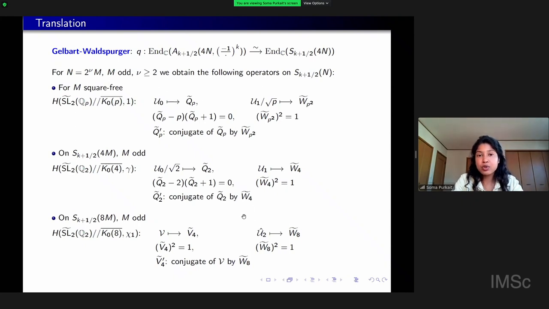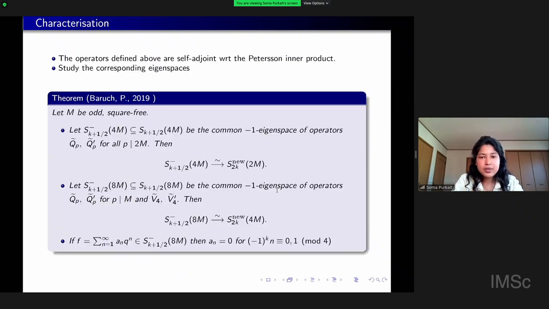So anyway, we know the relations they satisfy. We study the eigenspaces. We show that these operators are all self-adjoint, and we have this theorem. It's quite analogous to the integral weight setting which we proved earlier. Suppose S_{k+1/2}^-(4M) is the common minus one eigenspace of the operators Q_p tilde and Q_p' tilde. That's precisely coming from the U_0 and U_0 tilde. Then we show that S_{k+1/2}^-(4M) is isomorphic to S_{2k}^new(2M). That's not the plus space; we call it minus, so in some sense a new space corresponding to this 2M. And this space, S_{k+1/2}^-(4M), doesn't have any Fourier coefficient condition.